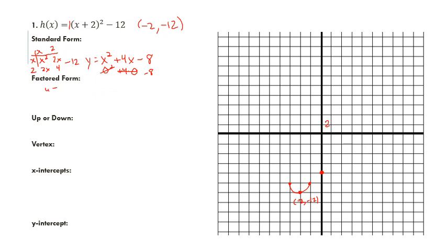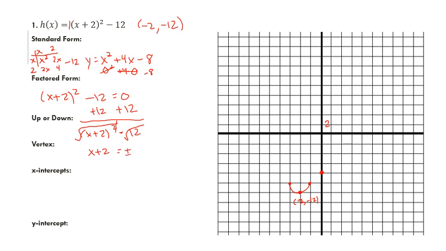So what I'm going to do now is take my original vertex form because this is the easiest to solve, right? So x plus 2 squared minus 12 equals 0. So if we're going to solve this, we can add the 12 and then square root it, right? So if we square root both of these, the square root and the square cancel out, and don't forget you have to do plus or minus.